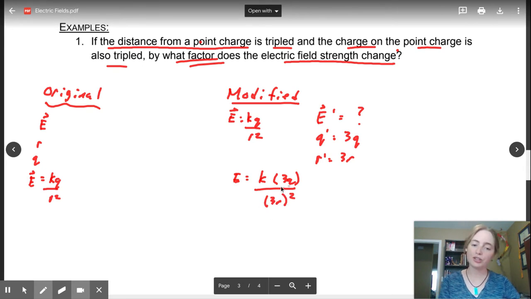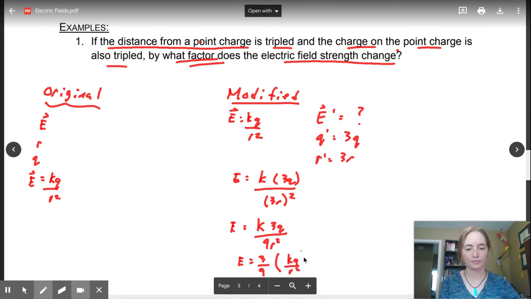Okay, watch that denominator there. That 3R has to go inside the brackets. All right, so now we can solve for that. So we'd have K 3Q over 9R squared, because the square has to count for both of those. And then I can factor out the 3 over 9. There we go. So, ladies and gentlemen, how can I simplify 3 over 9? It's a third.